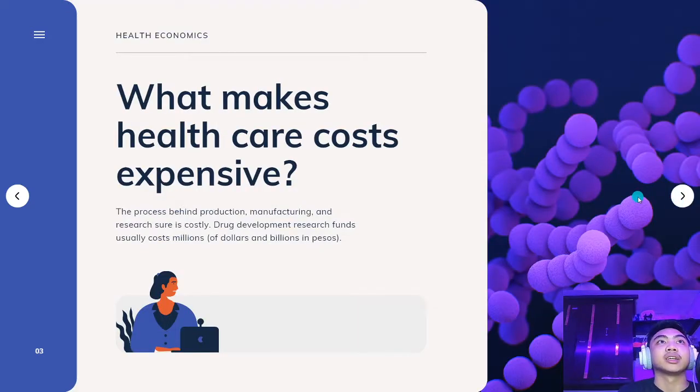So, let's start. Let's first discuss what makes healthcare cost expensive. First thing we should think about is the process behind this. The process behind production, manufacturing, and research sure is costly. So drug development research funds usually cost millions of dollars and in pesos, billions.